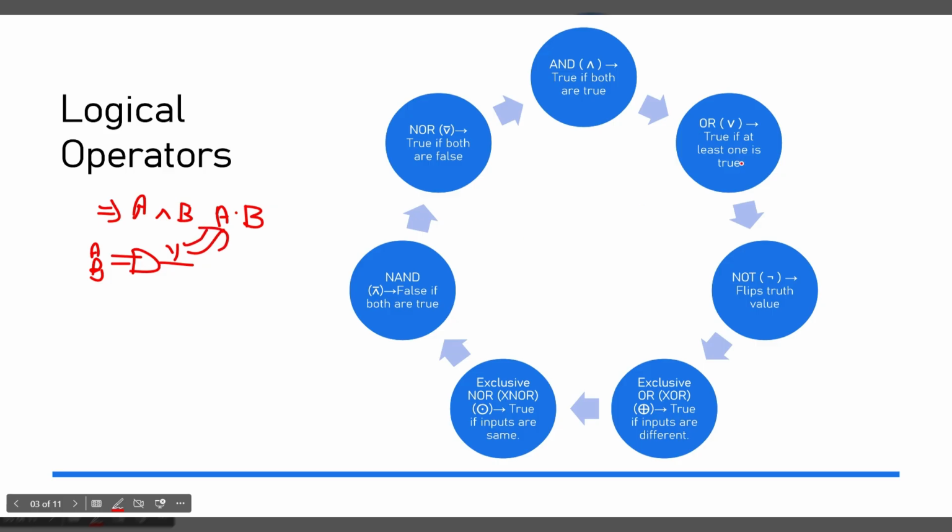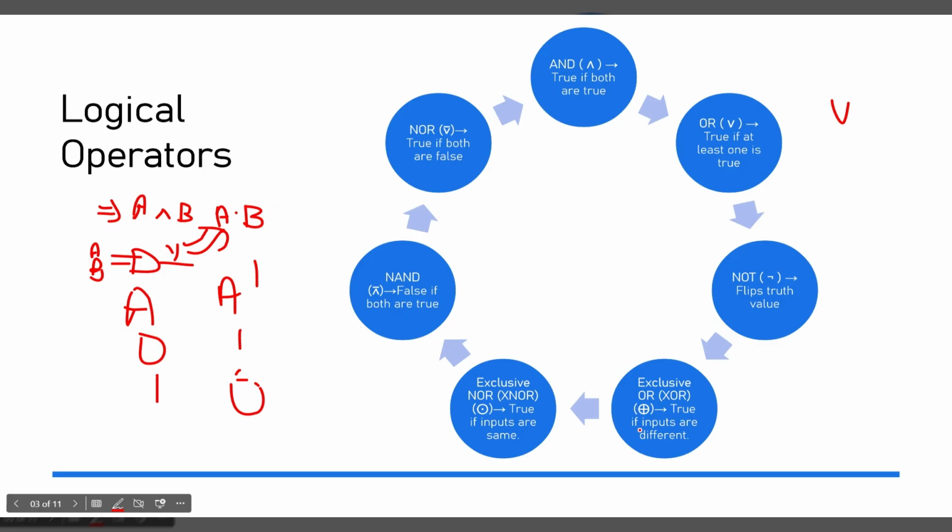Alright, so OR is represented as V, as you can see. It will give true if any of the inputs is true, and if both the inputs are false, then only it will return false. NOT flips the truth value. Alright, suppose A is 0 1, then A inverse will give 1 0.